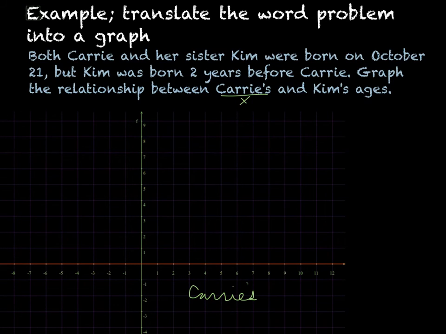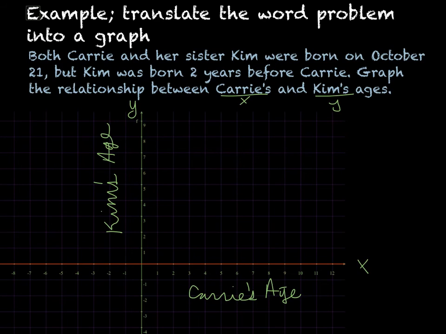So that's Carrie's age on the X-axis, and on the Y-axis we'll put Kim's age. It doesn't really matter which way you go, but the graph will just look a little bit different. So this is Kim's age. Alright, and now we're going to graph.